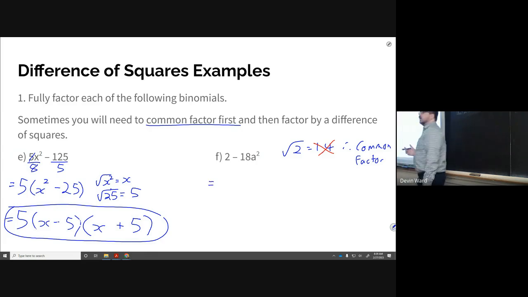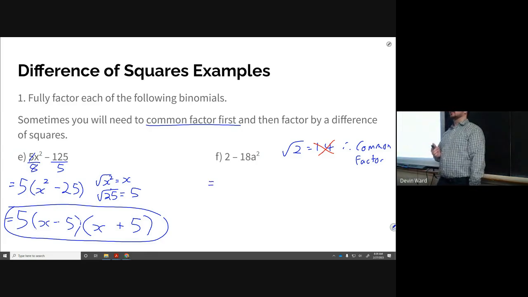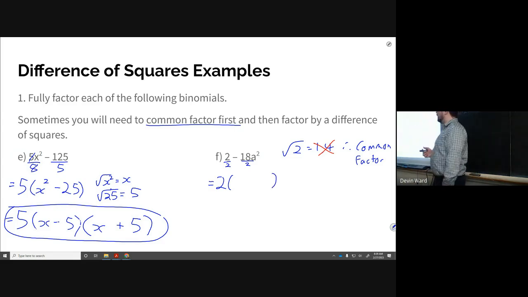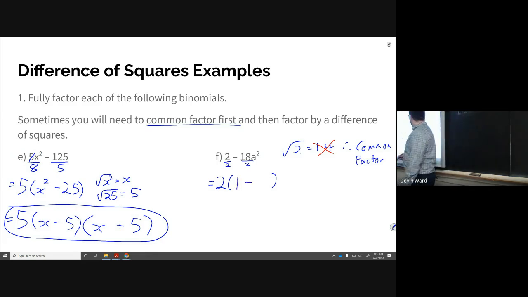So what can we common factor out of 2 and 18? 2. I've heard a couple of places. Perfect. We can divide by 2 and divide by 2. Our 2 goes out in front. And whatever's left, we put inside a bracket. So 2 divided by 2 would be 1. Perfect. Minus 18a squared divided by 2 would be, sorry, someone said it. 9. Perfect. 9, and then we still have a squared.